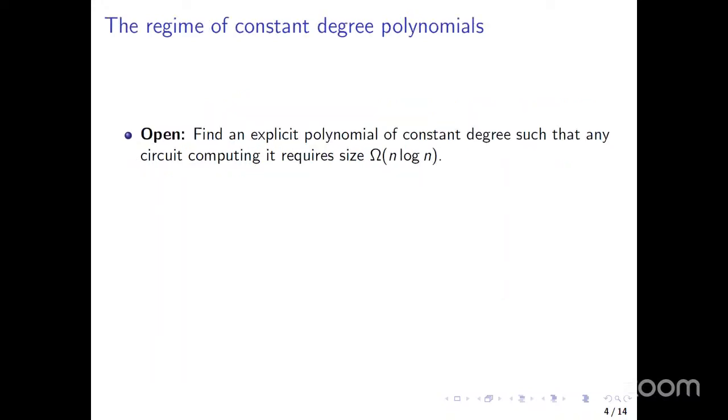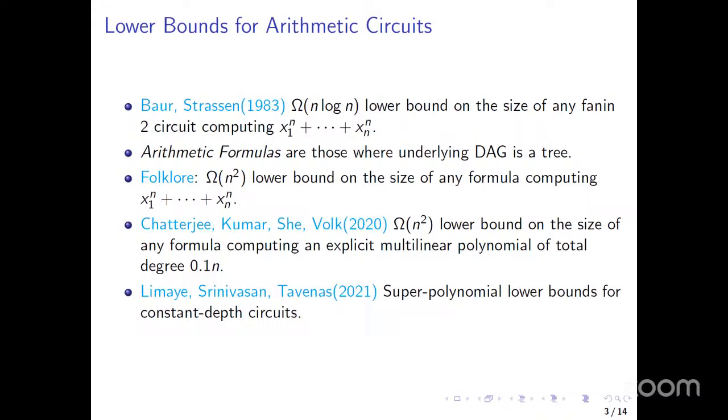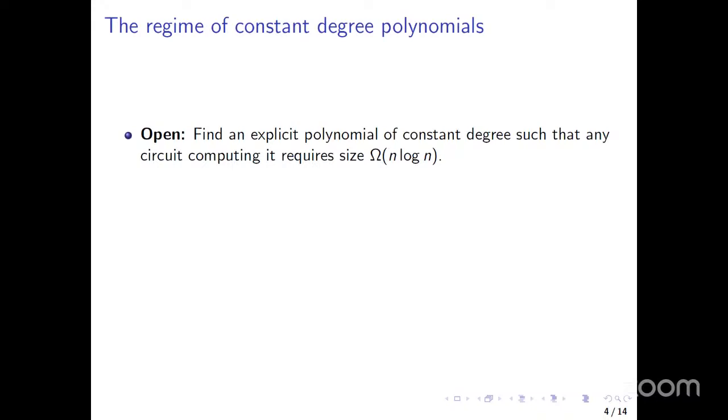We are now going to restrict our attention to a slightly different regime of polynomials, those whose degree is a constant, independent of the number of variables. If you look at the previous works, the degree was all dependent on the number of variables. It was a function of n. Now I don't want that to be true. In the case of constant degree polynomials, the situation is even worse. We do not know even an n log n lower bound.